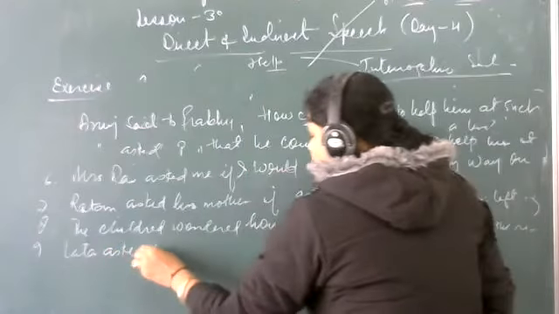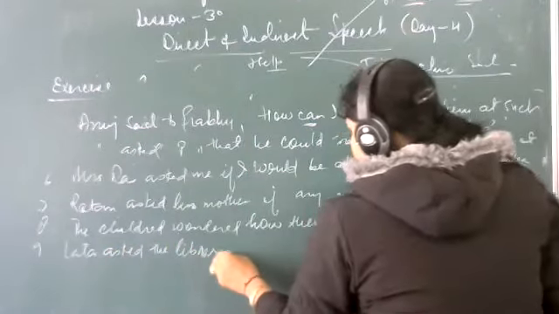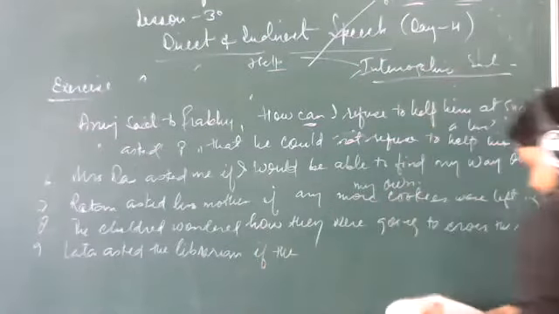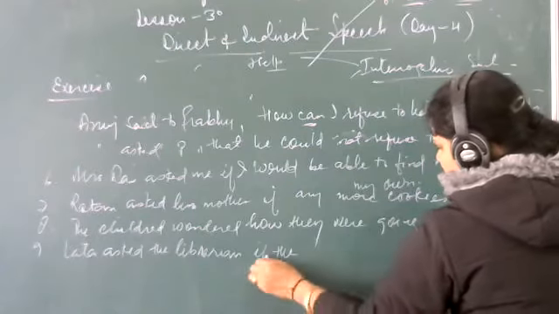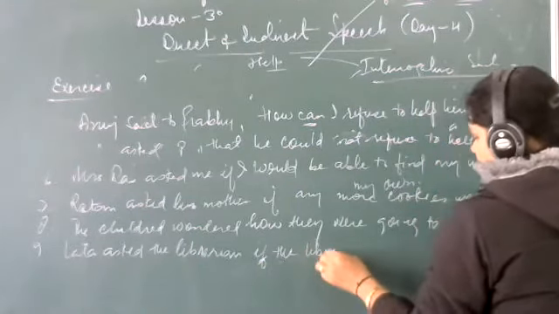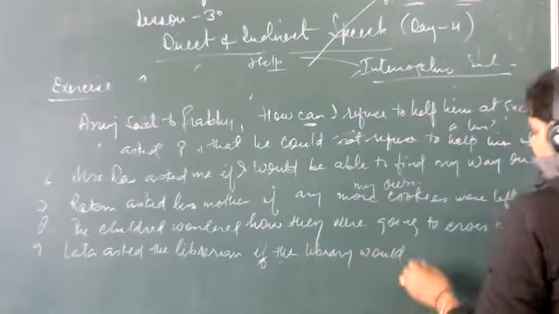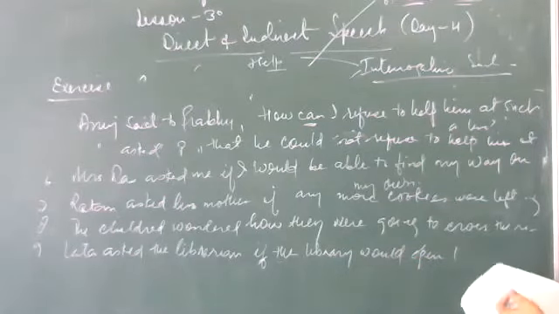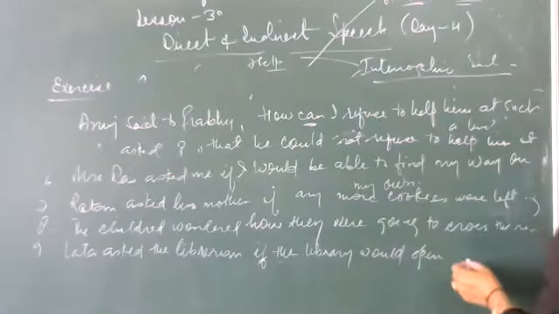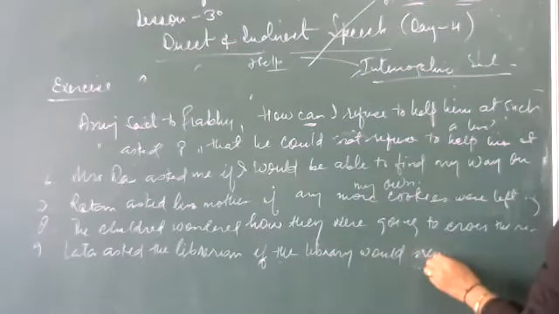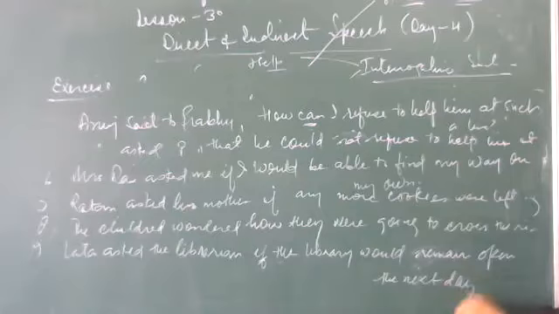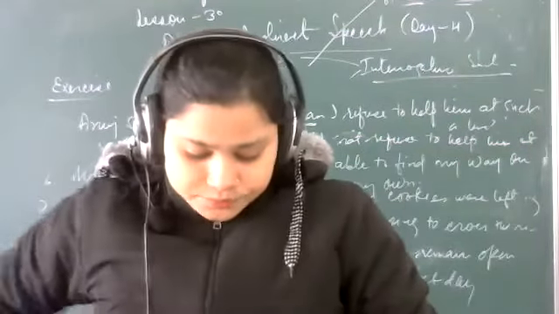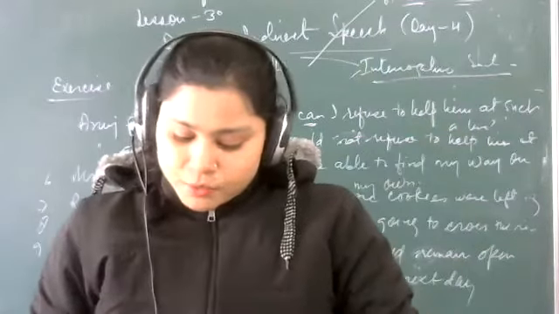Lata asked the librarian if, what she asked, that will the library remain open tomorrow. So after if we will put the subject, if the library. Will will change into would, if the library would open. Now tomorrow will change into the next day. If the library would remain open, that is remain given in a sentence, no? Would remain open the next day. Okay. So Lata asked the librarian if the library would remain open the next day.